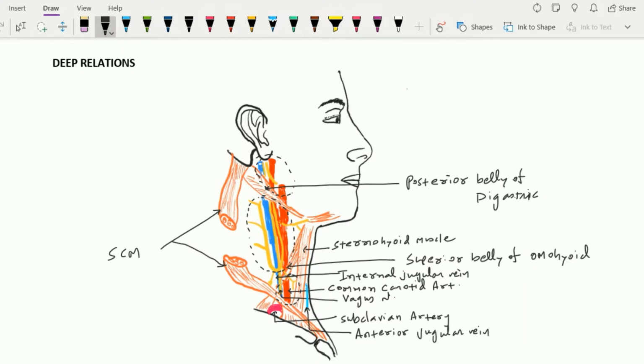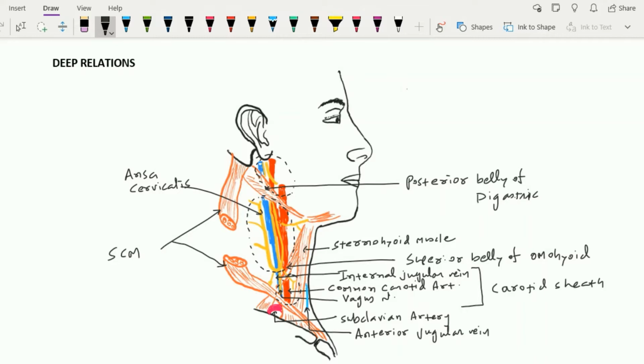Here is one of the infrahyoid muscles, the sternohyoid muscle, with this anterior jugular vein. When we see the deep relations of the sternocleidomastoid between the omohyoid and the posterior belly of the digastric, we find the three major structures of the carotid sheath which we have already discussed: the internal jugular vein, common carotid artery, and the vagus nerve. Along with them we also find the loop of the ansa cervicalis in front of the carotid sheath. Along with this we find the branches of the superior thyroid artery and the occipital artery to the sternocleidomastoid muscle, which also pass deep to the muscle.